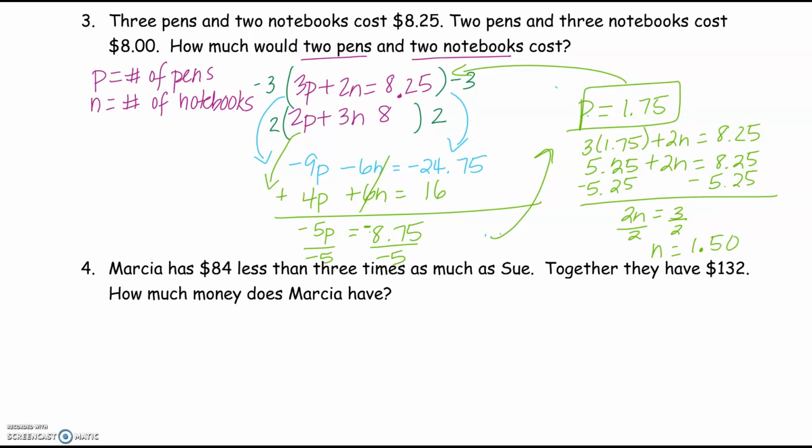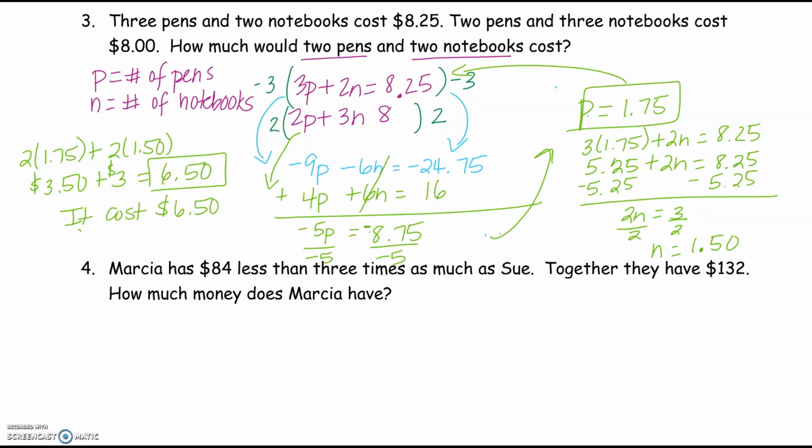The question, though, says how much do 2 pens and 2 notebooks cost? So a pen is $1.75, and I have 2 of those, plus a notebook is $1.50, and I have 2 of those. 2 times $1.75 is $3.50, plus $3 equals $6.50. So it would cost $6.50 for 2 pens and 2 notebooks.